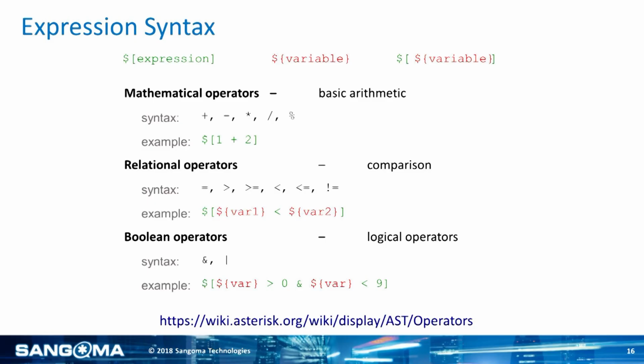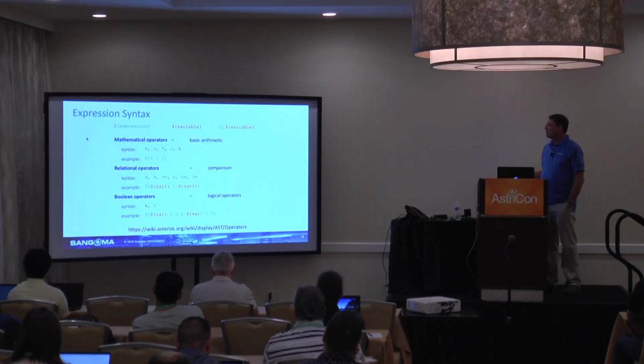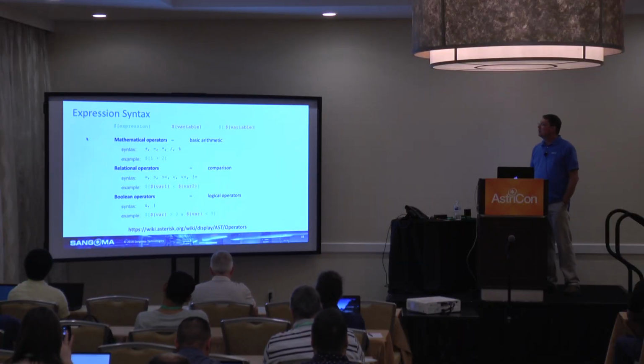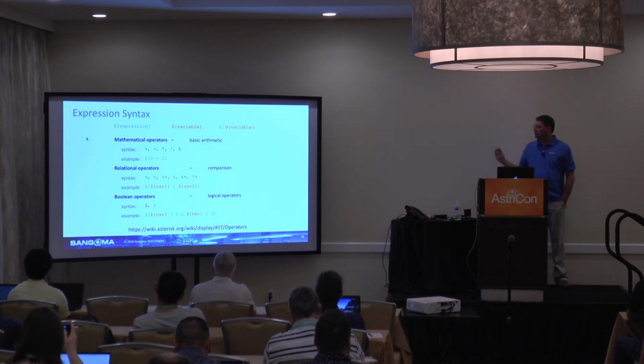Let's look at an expression here real quick. Well, look at the syntax first. An expression looks a lot like a variable again, except it's square brackets, not the curly braces. You can do mathematical operators. In this case, those are square brackets. It's kind of hard to tell. But dollar sign, square bracket, 1 plus 2, so that would actually just evaluate to a 3.